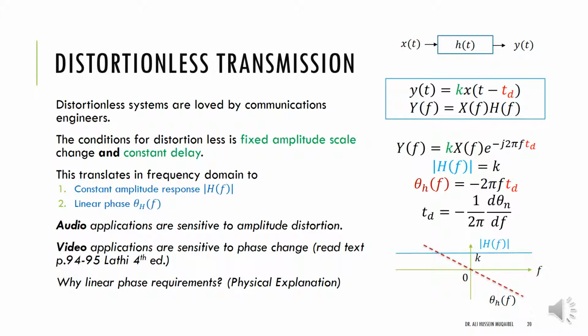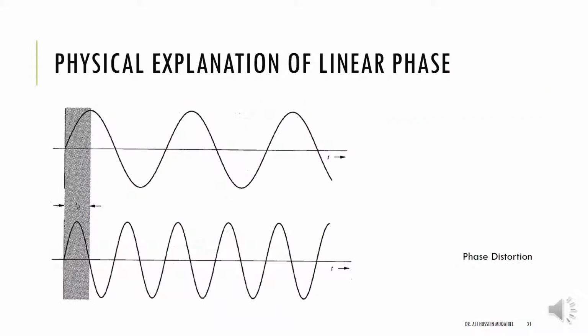Okay, so why the linear phase requirement? Let's see. Here are two different tones. Let's say that our signal is made of the sum of these two tones. If we want to keep our signal the same, we need to delay them by the same amount. So this is TD, the amount of delay that we introduce. Notice that if I move both signals by this amount, I have no problem. I can add them again and I get the same output.